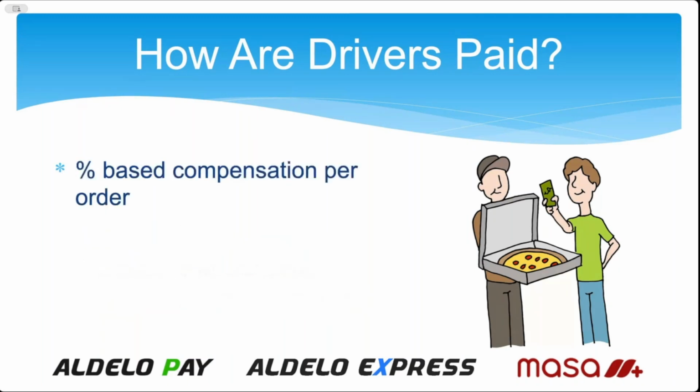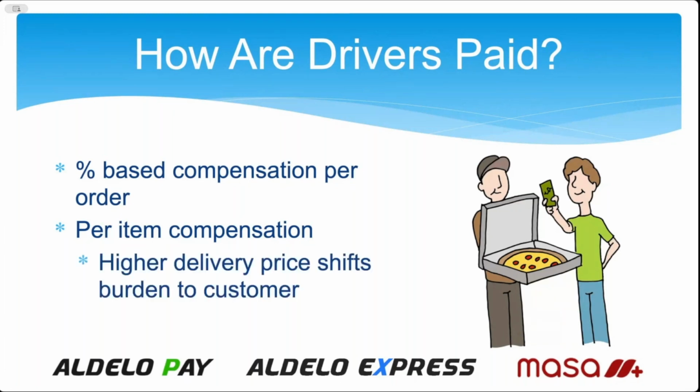Then the driver can also get compensated on a percentage of the order. They can also get compensation on a per item basis. So there's different ways to compensate that driver in addition to hourly and tips, and then percentage or per item base. If they go per item, then the higher delivery price can shift that burden of paying that fee to the customer. Because remember last week we talked about how you can have different price levels for different orders. Well, a price level for a delivery can include whatever compensation there is per item for that delivery driver.